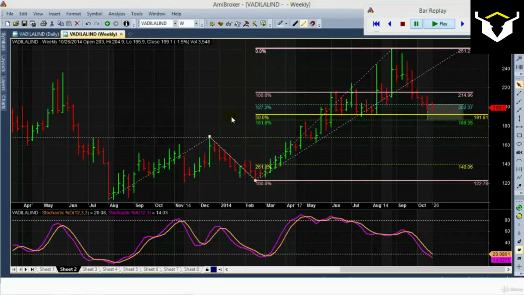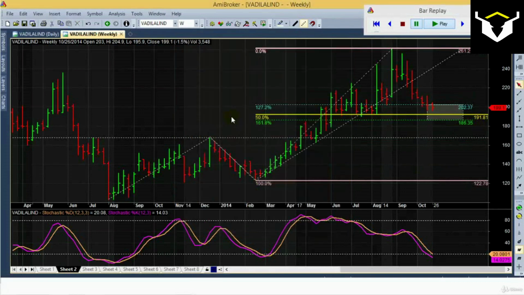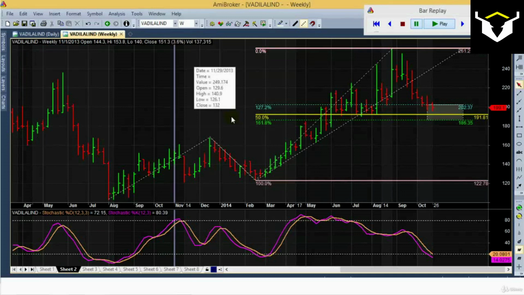Similarly, this part I'll keep 127, 168 and remove all others. Okay, so there is our cluster. So what does this suggest? This suggests that there is a price range where wave 4 might terminate. That is point 1.